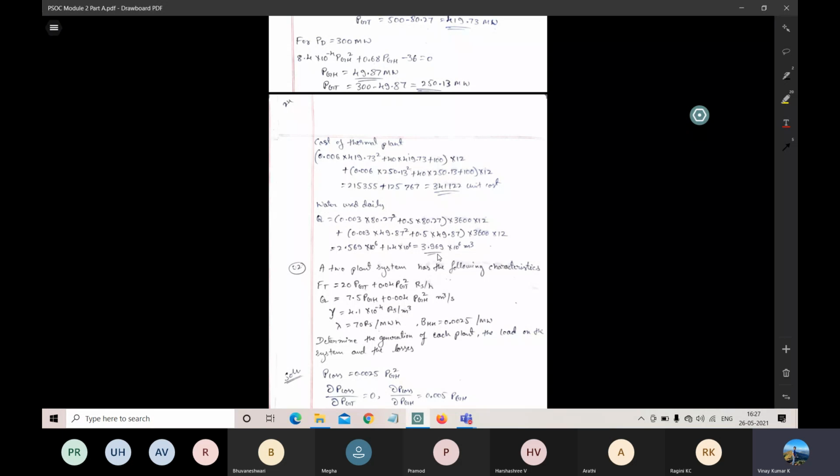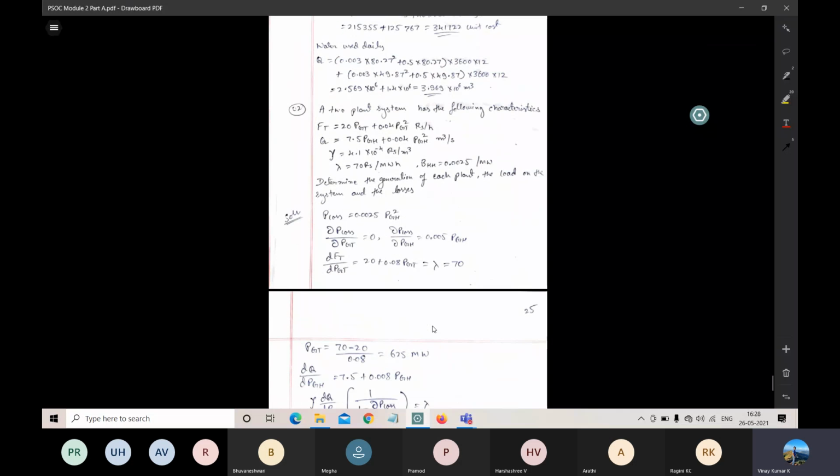Similarly, I have one more problem here, that is a 2 plant system. A 2 plant system has the following characteristics. Similar to the previous one, FT is 20 PGT plus 0.04 PGT square. Q is equal to 7.5 PGH square, and he has given the gamma value, and also the lambda value, and one more thing he has given is the load losses. So the B coefficient, that is BHH, the B factor considering the hydel station only. That is the change here.